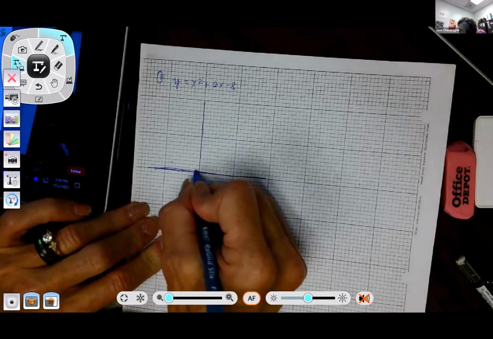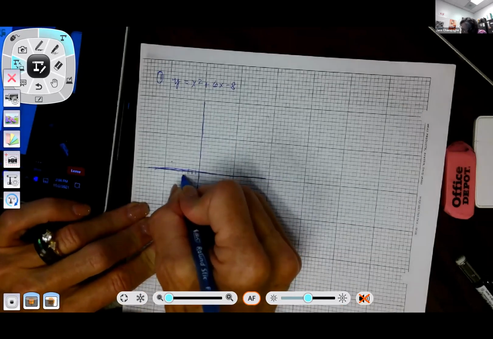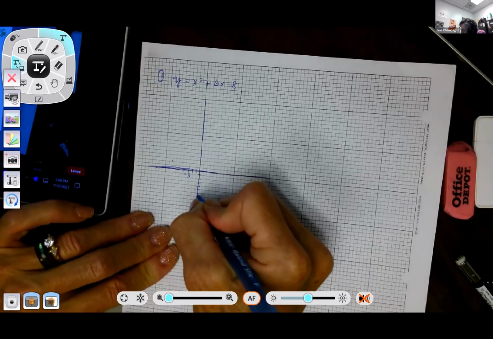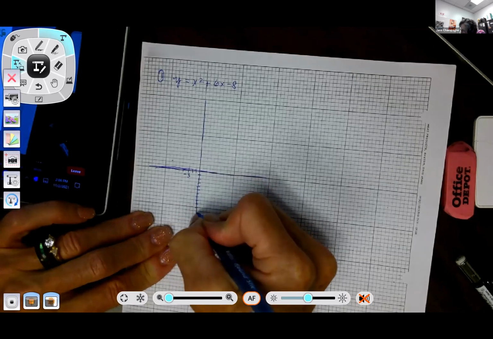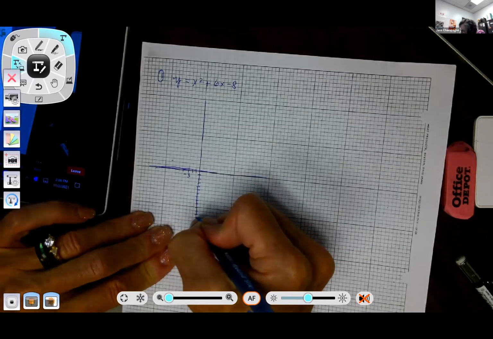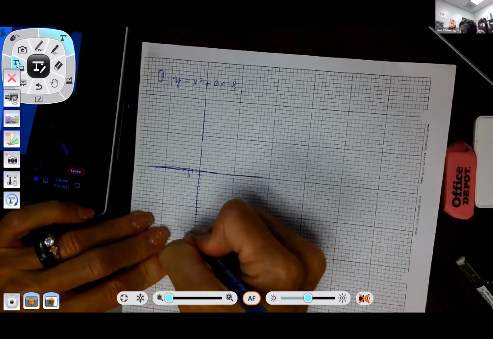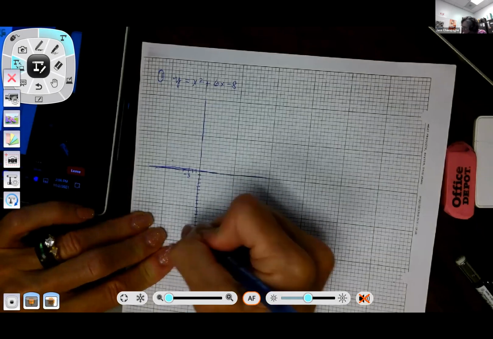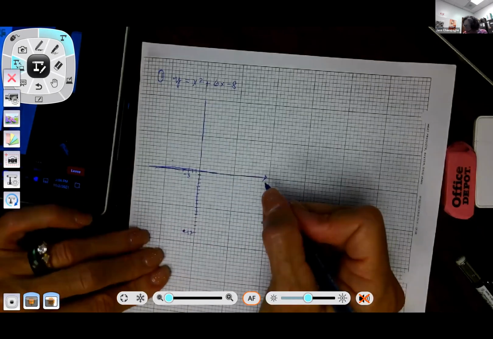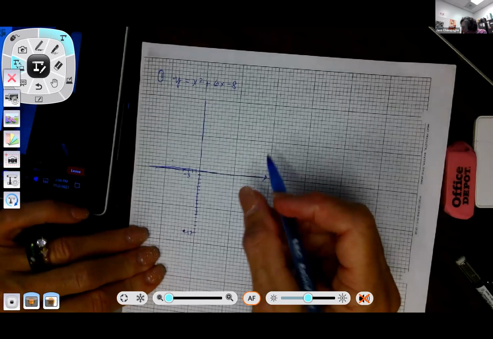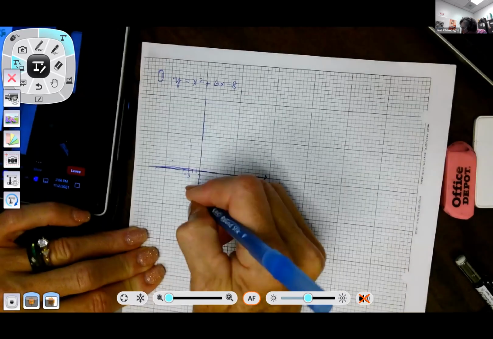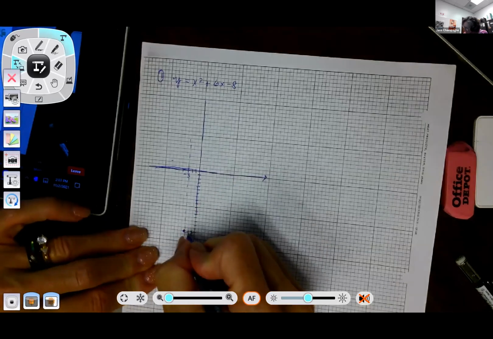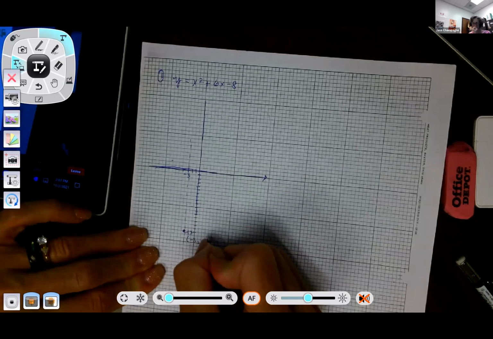So 1, 2, 3, there's -3. 1, 2, 3, 4, 5, 6, 7, 8, 9, 10, 11, 12, 13, 14, 15, 16, 17. Right there is my vertex. And the axis of symmetry again is this line. Goes right through that vertex. That's what's going to cut the parabola in half.